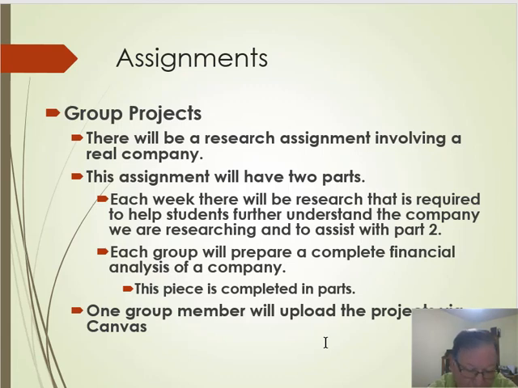For all group projects, since they are group projects, only one group member will upload the projects. It doesn't have to be the same person every week, but there has to be one person only that uploads the documents.